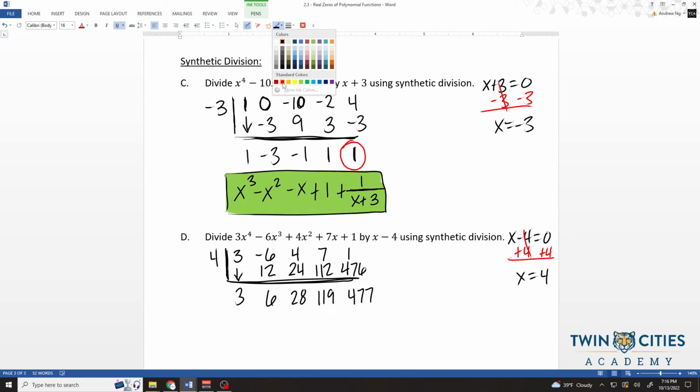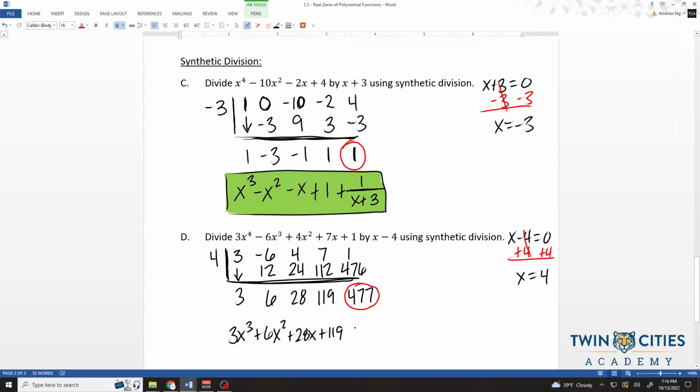And because it's the last number here, I'm going to put a little circle or an oval around it, because that's my remainder. My solution is, well, let's see, my highest power was x to the fourth, so I'm going to drop that down 1, and that makes this 3x to the third, plus, keep dropping it down 1, 6x squared, plus 28x, plus 119, and a remainder of, let's see, plus 477 over, I'm actually dividing by x minus 4. Don't confuse that with your positive 4 over here.